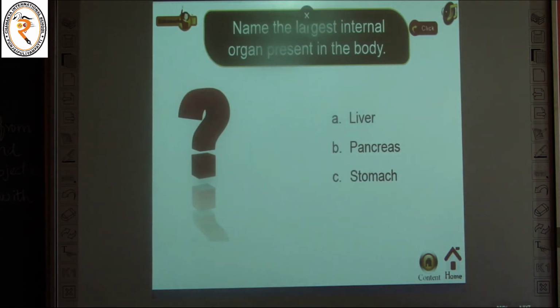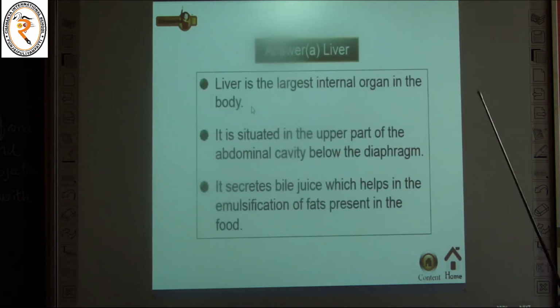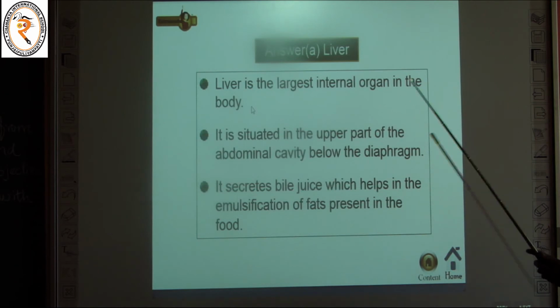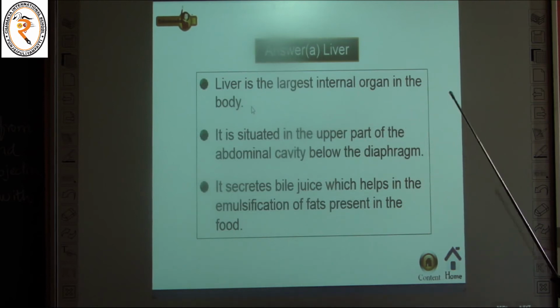The next one. Name the largest internal organ present in the body: liver, pancreas, or stomach. Which is the largest internal organ present in the body? The hint is bile juice. What is the answer? It is the liver. The liver is the largest internal organ in the body.